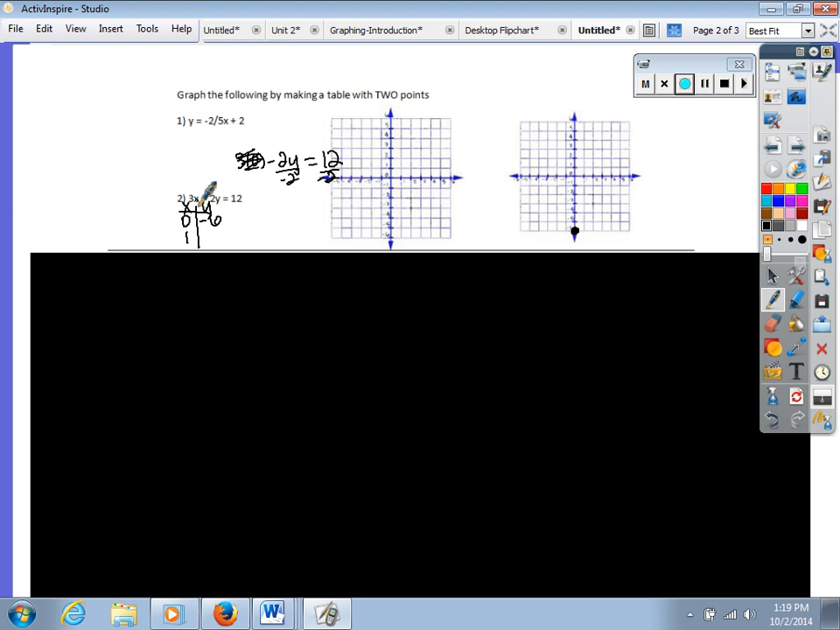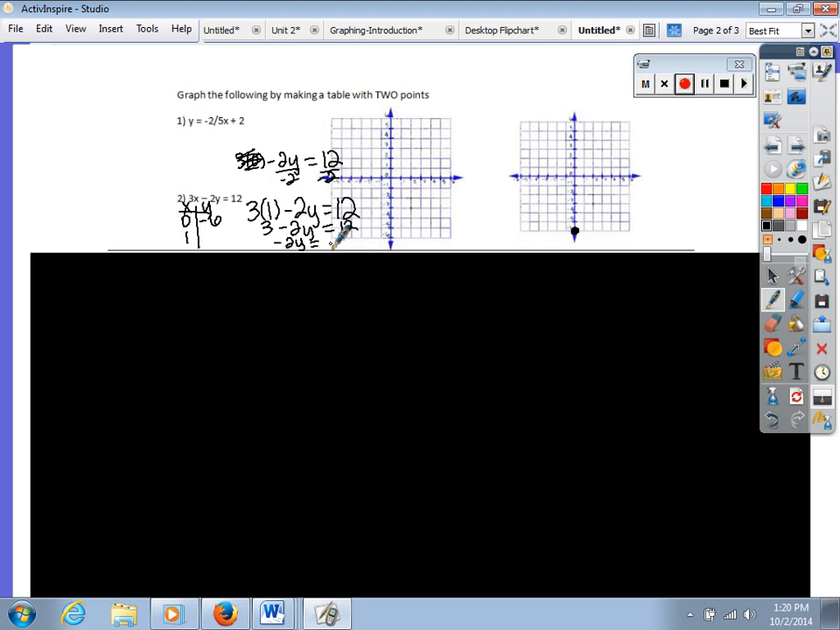For my second point, I'm going to plug in 1 for x. So 3 times 1 minus 2y equals 12. 3 times 1 is 3, minus 2y equals 12. I would subtract 3 from both sides, right?